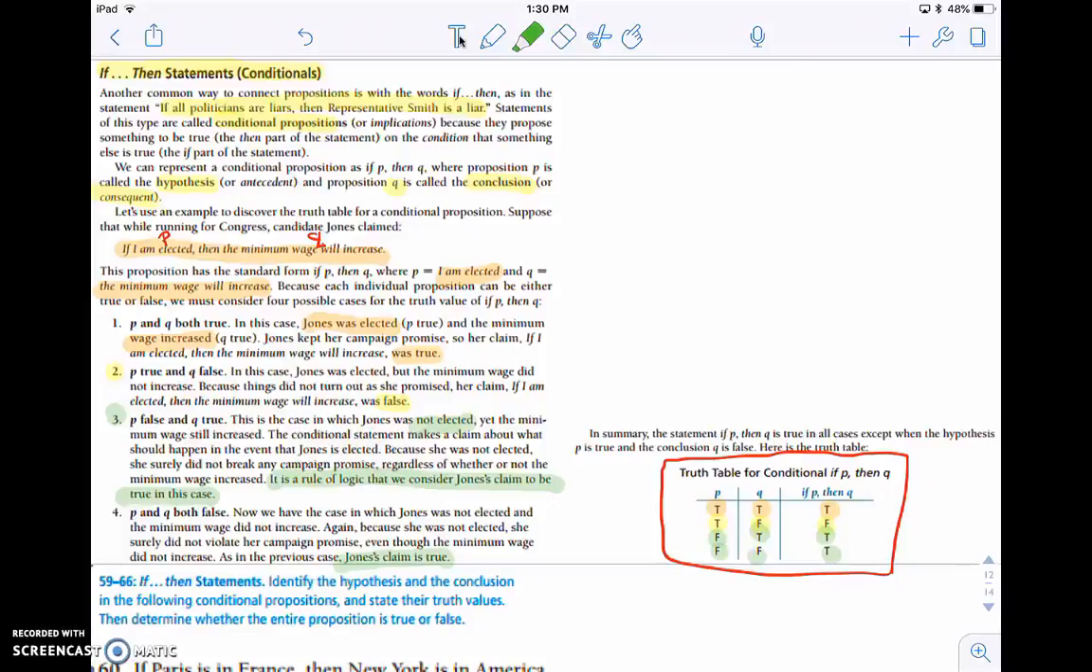So really, if you're looking at this and your hypothesis is false, which occurs in these two instances right here, then you automatically have a true statement in your conditional proposition or implication. So again, if it starts with false, it doesn't matter what the result is on the conclusion, the conditional proposition will always be true. So again, we have true, false, true, and true.